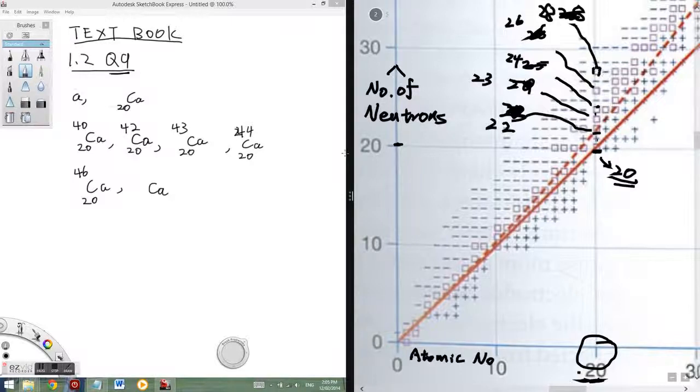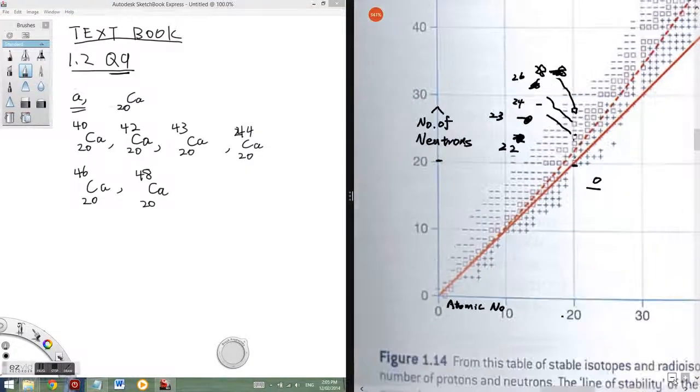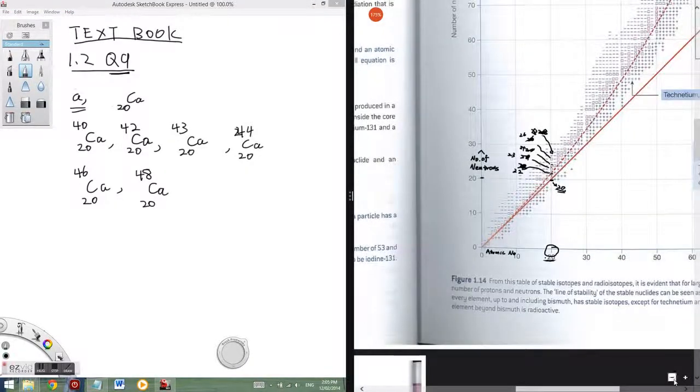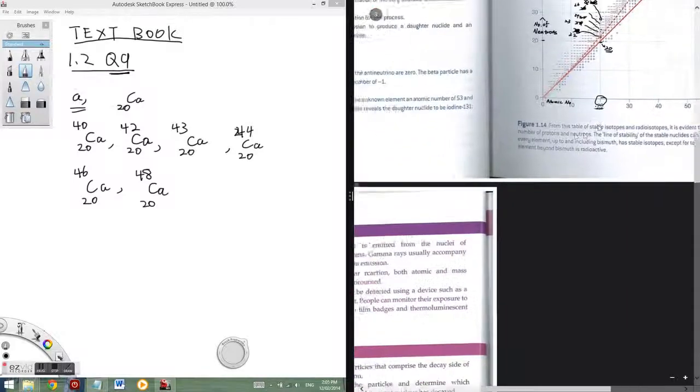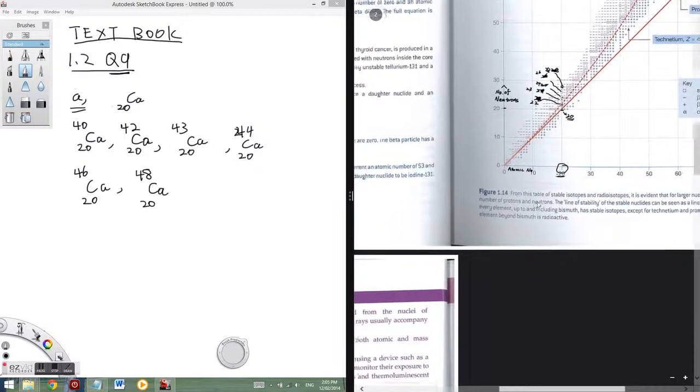Then we look up. Now this one will be 28. The last one, the last square on the top, has 28 neutrons. We have 20 protons and 28 neutrons. Altogether, it will be mass number 48. Okay, done with question A. Then let's look at question B.